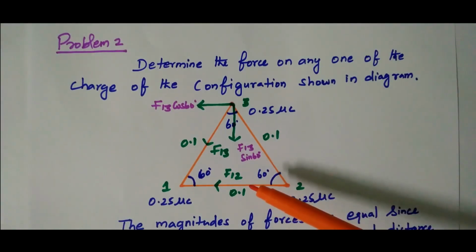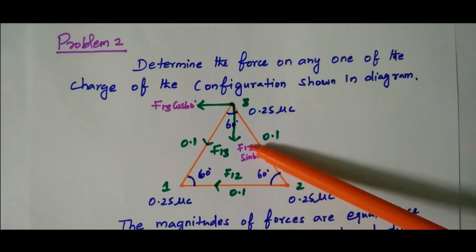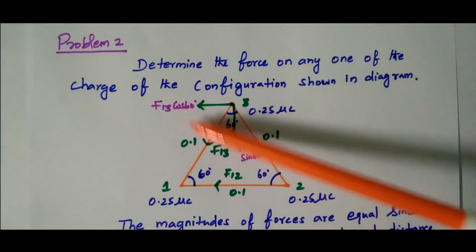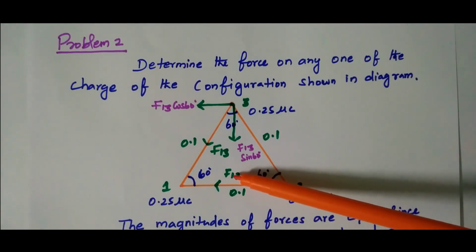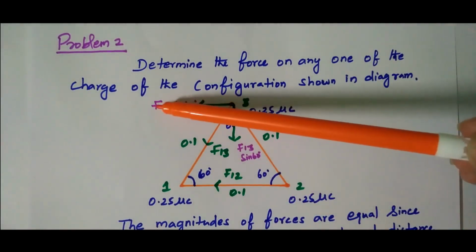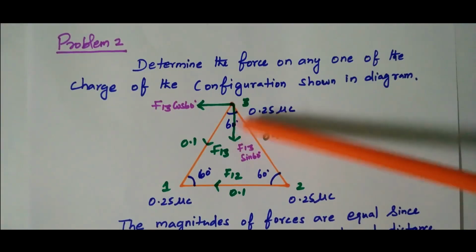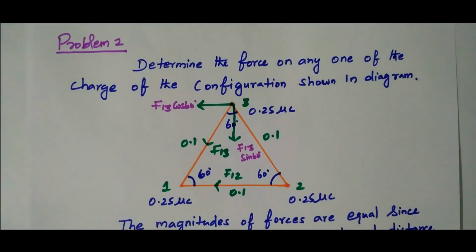Now we have three different components available: F12, F13 sin 60, F13 cos 60. Right? These two are horizontal components. From the diagram itself, we can easily understand that F12 and F13 cos theta are horizontal. F13 sin 60 is the only vertical component. Right? Now we'll find these values one by one.